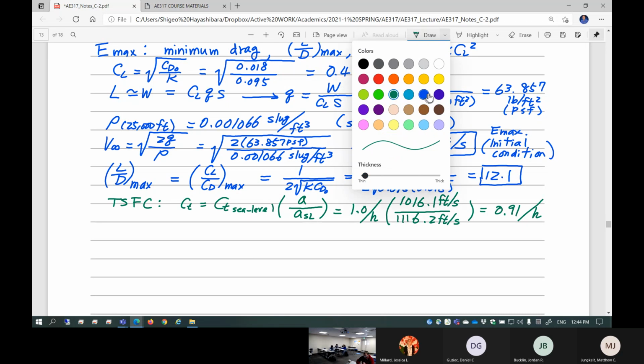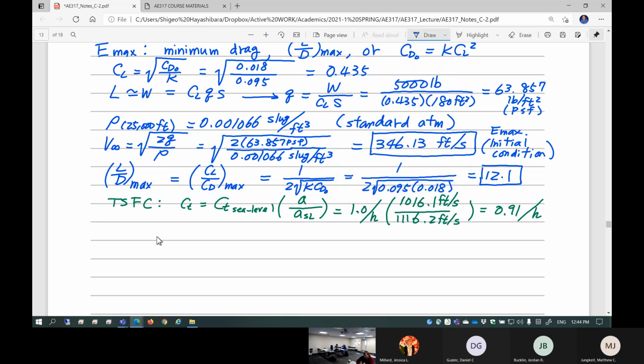And then let's plug into the endurance equation. W1 initially is 5,000 pounds. W2 at the very end, you use up all the fuel, so it's W1 minus the weight of the fuel, which is 4,000 pounds. So this is W1, the initial weight, and this is W2, the final weight.